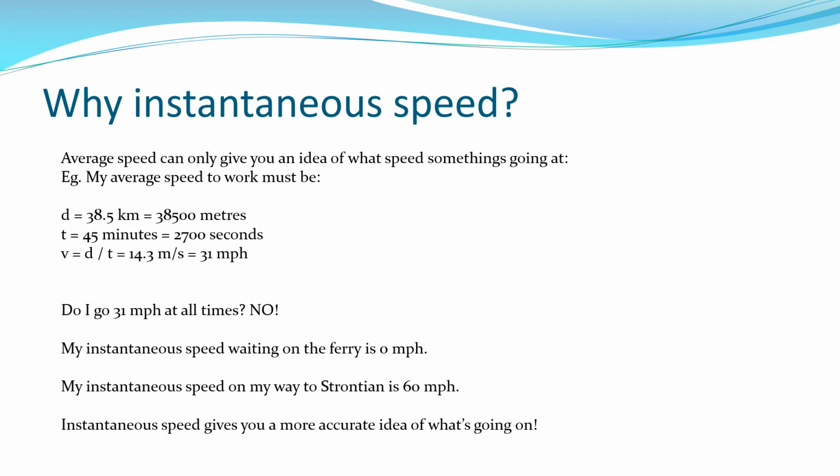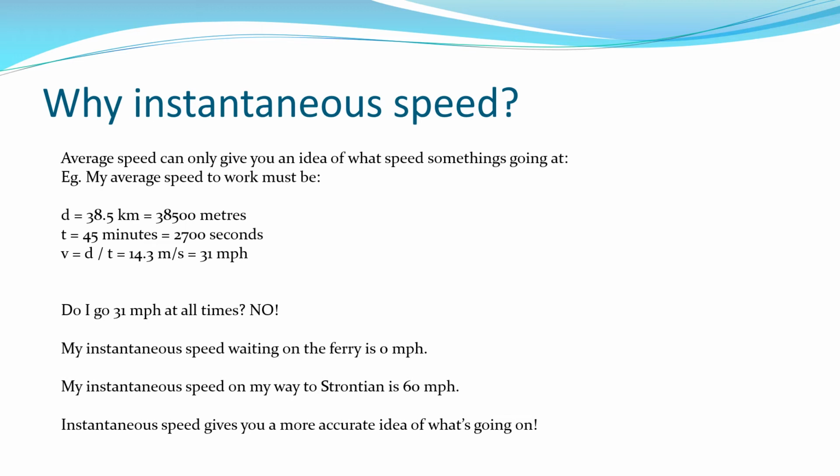We change both of those into meters and seconds, and then we can work out the speed. That would tell us that my average speed on my way to work was 14.3 meters per second, which is the same as 31 miles per hour. But I'm not going at 31 miles per hour at all times, am I? So it doesn't give us that detail of what's happening in these little bits, which is why quite often it's a good idea to do both.